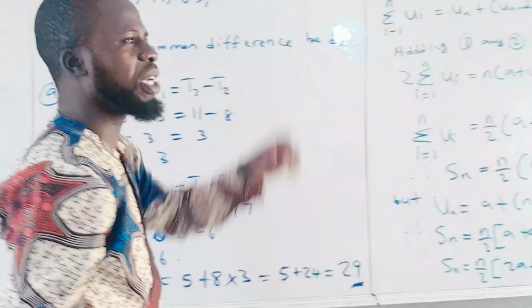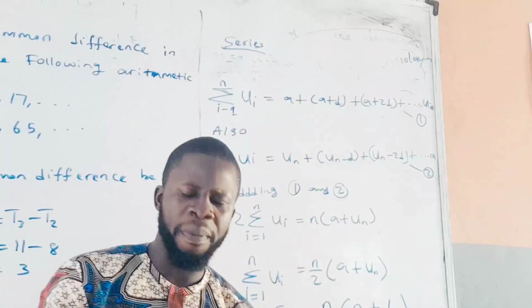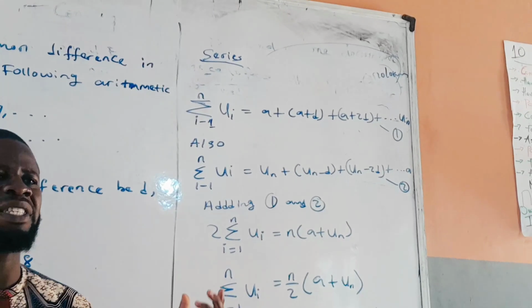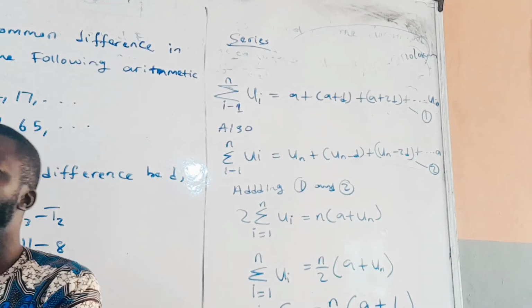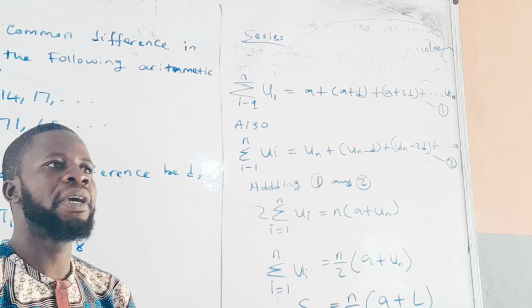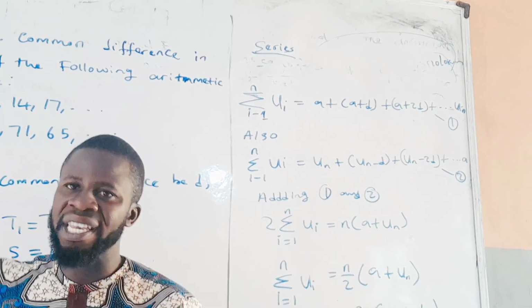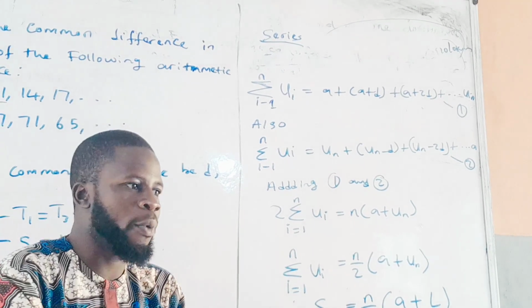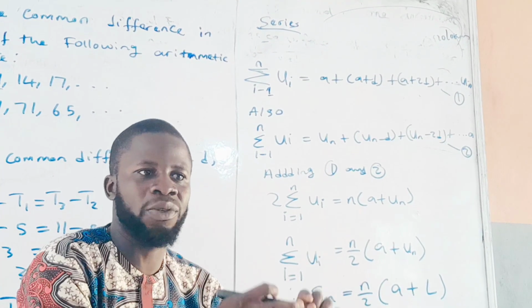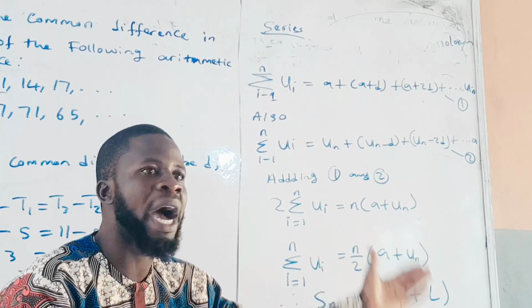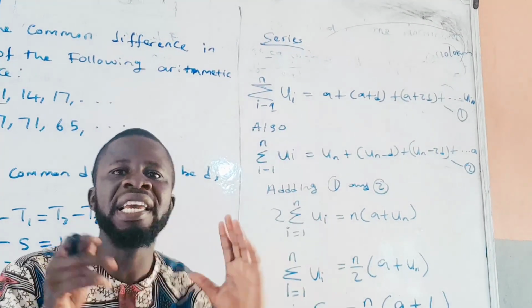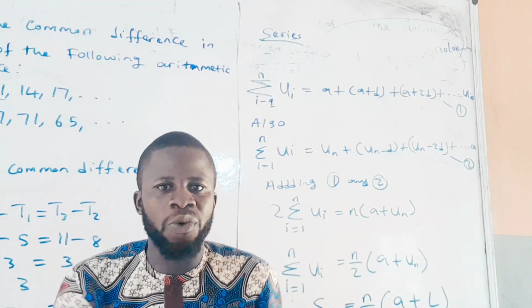Okay, so let's go to series. Many people make mistakes on this particular topic. They call sequence and series the same, and they are not. They are quite different from one another. A sequence is when you have your numbers with commas between them. But when you talk about series, it's a sum of all the terms of your sequence.